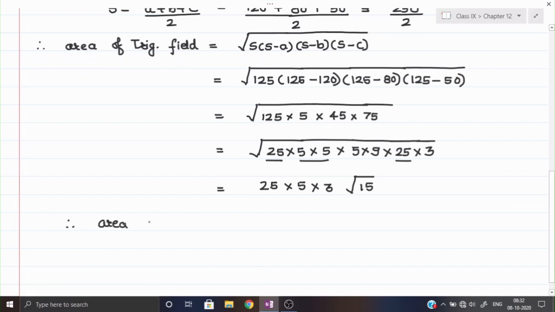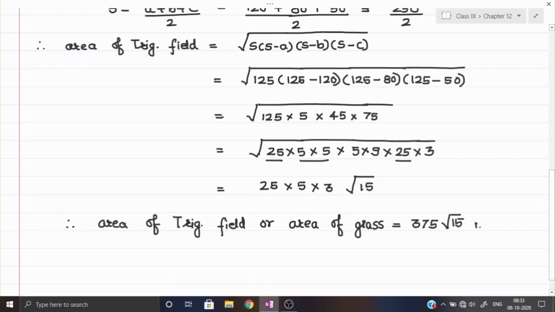Area of triangular field or area of grass is equal to 25 into 5, 125, and 125 we shall multiply in 3, so that will be I think 375. So 375 under root of 15 meter square. I think the answer is coming a little different.